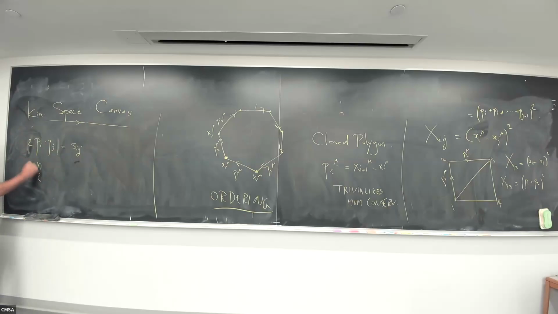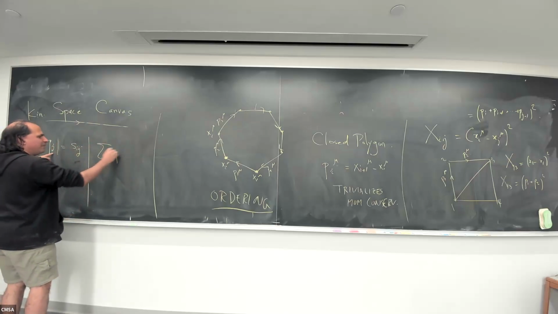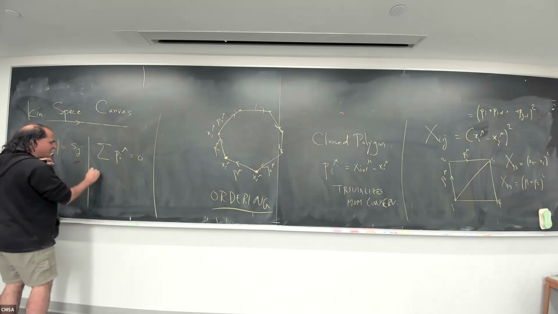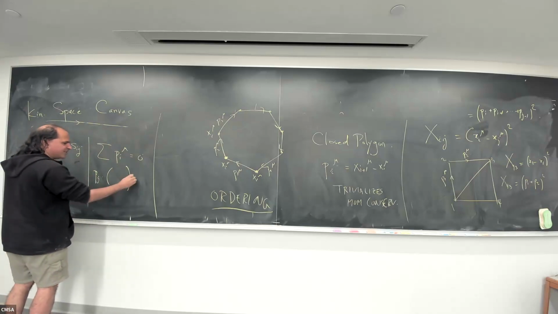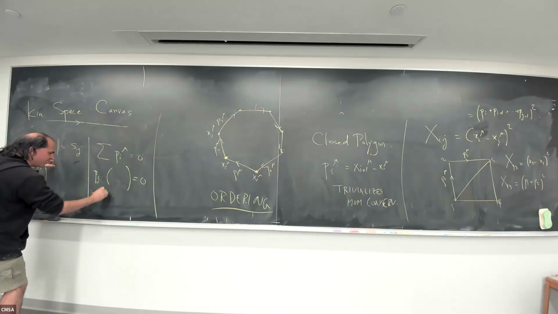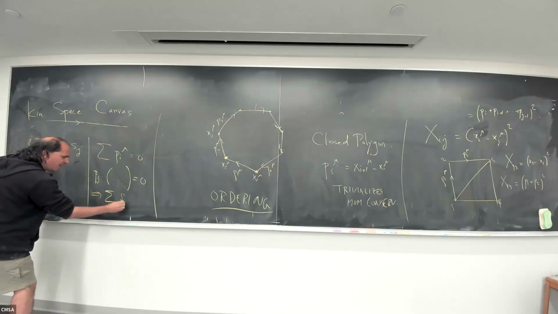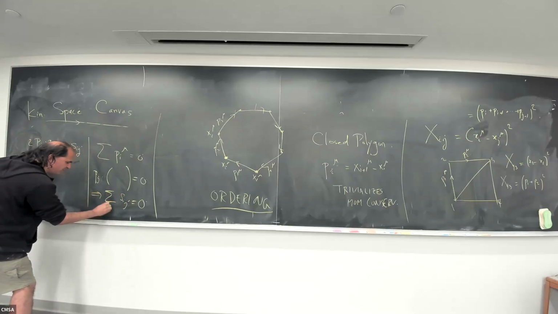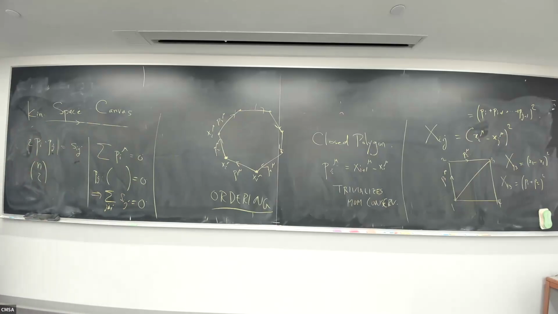Well, I have n choose 2, except... is that it? Yes, minus 1. A little bit more than minus 1. You see, these guys have a constraint. The sum of all the p_i is equal to 0. So if I dot this into p_j, dot into all of this, that's still equal to 0. So that tells me that the sum over j of S_ij is equal to 0. The sum over j not equal to i of S_ij is equal to 0. Okay?